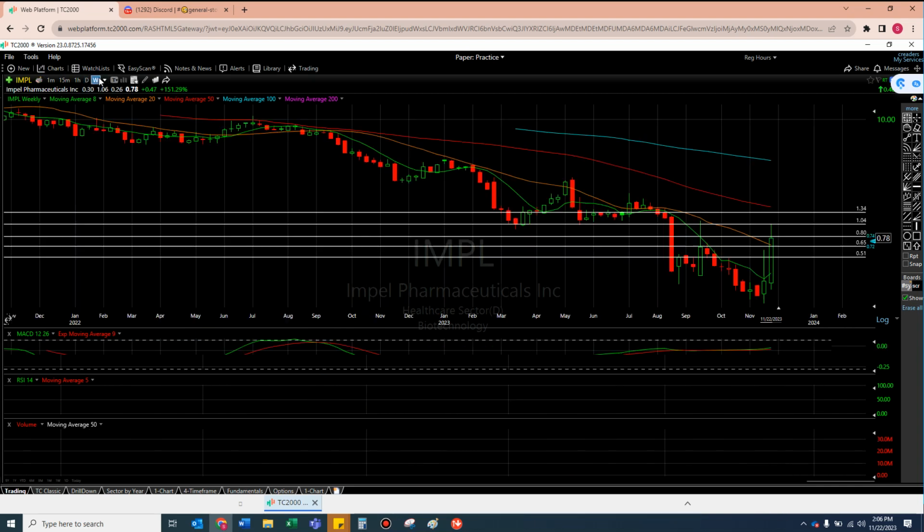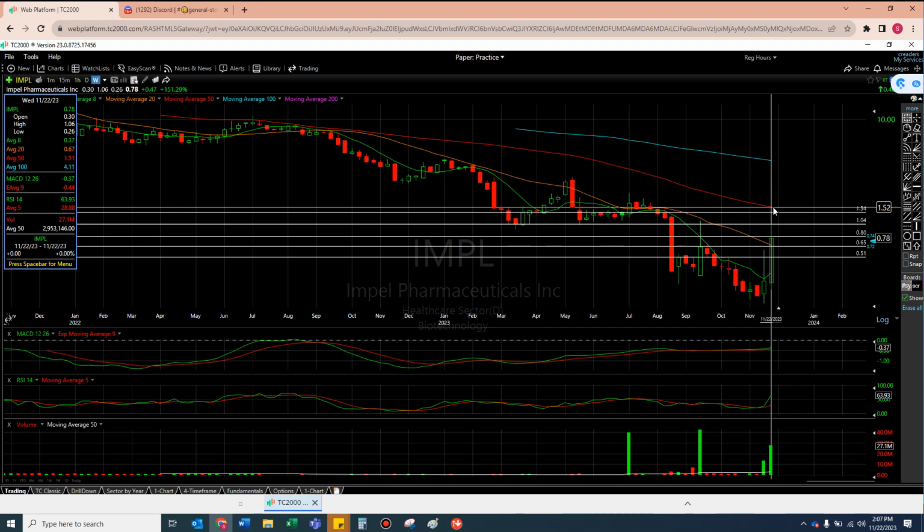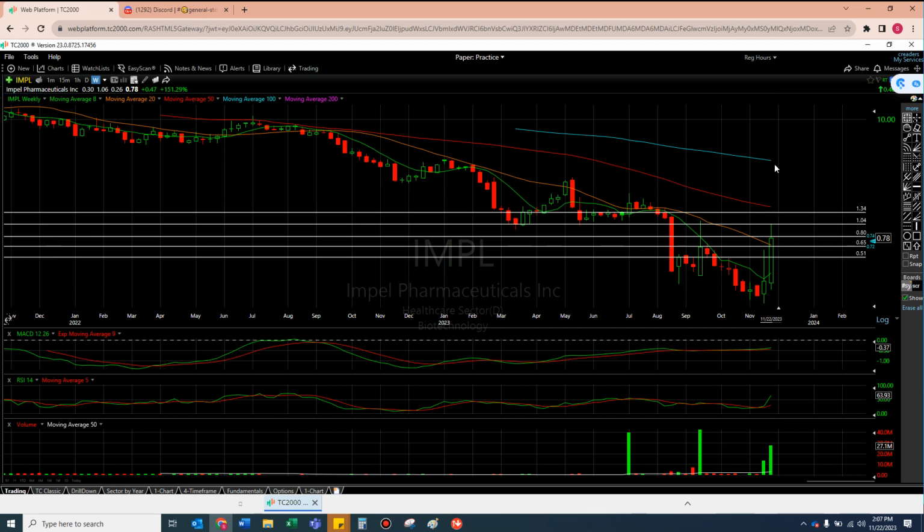Did I flash the weekly? I don't think so. Yeah, I mean, this is also setting up for a nice weekly. The 20 has been a bit of a difficulty too, right? So I don't know if it's just going to be another rejection of the 20, or if this is going to be the one that breaks it and next week keeps going up to the 50, which is sitting at $1.50, right?